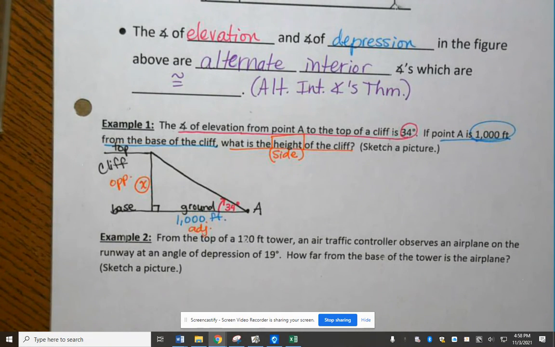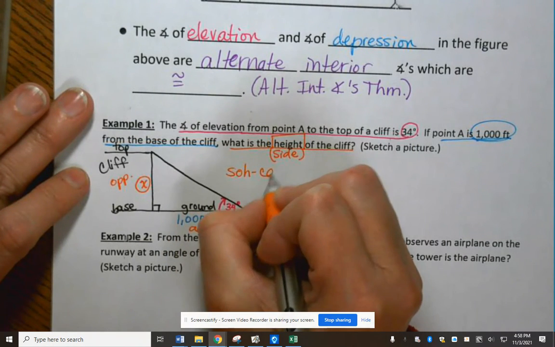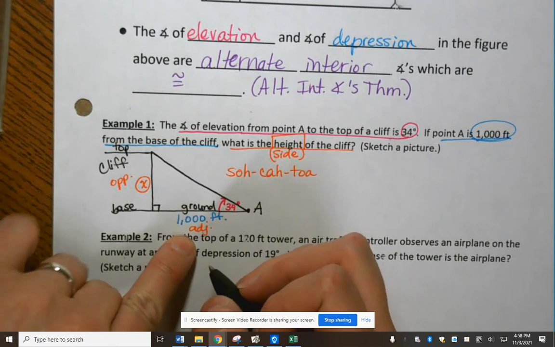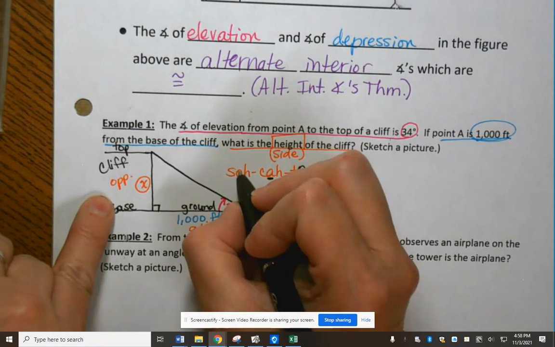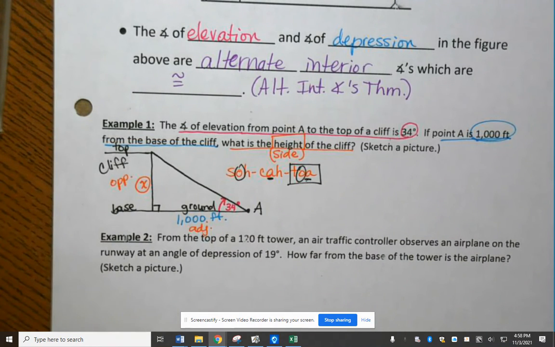So now we're going to go into our trig, and we're going to write out our SOHCAHTOA. The value we know is the adjacent side, so underline the A's. What we're looking for is the opposite, circle the O's. So for this problem, we're going to use tangent. Now, we'll tell you that on a lot of angle of elevation and depression problems, tangent seems to be the one that you're going to use most frequently, but it is not the only one that will always be used.